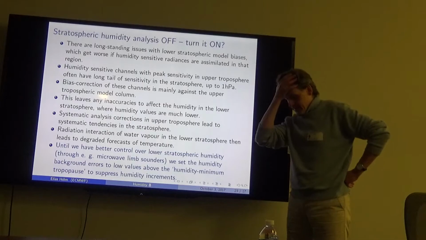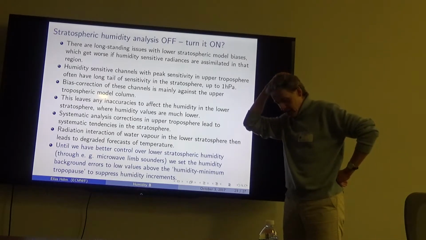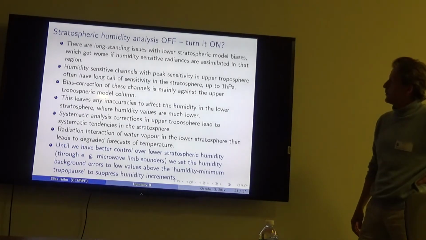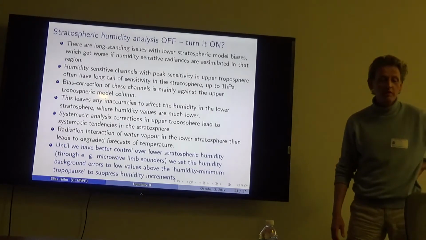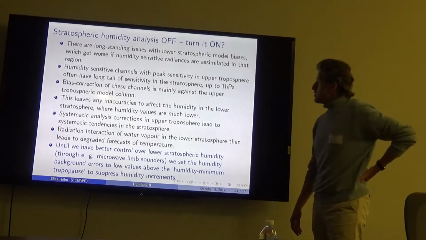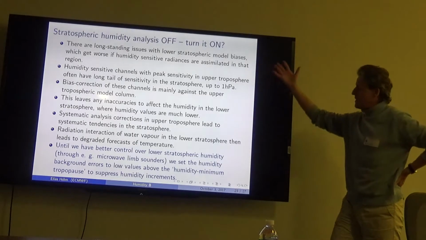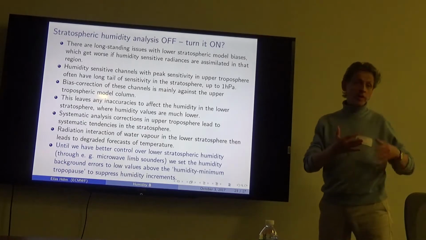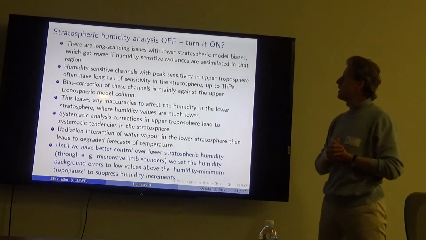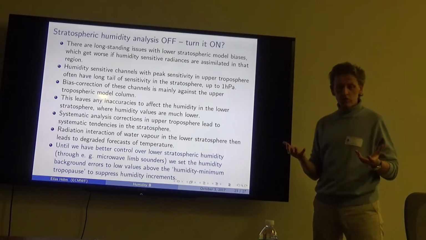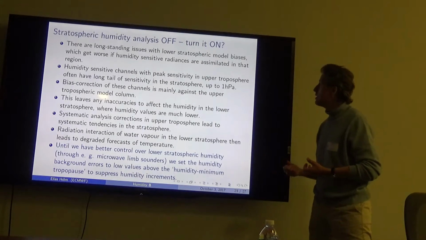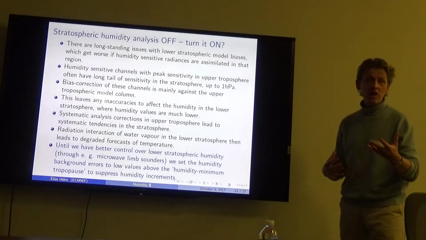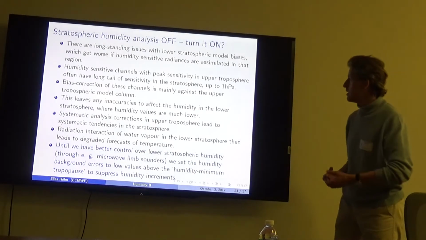So this is one of the things that you sweep under the carpet, all of us in one way or another. You don't really know what to do with humidity. So this is the story behind it, why we do this at ECMWF at least. When we looked at the situation years ago, we had long-standing issues with model biases in the low stratosphere. And they would get just worse if we would start to assimilate radiance information there. That was the first step.